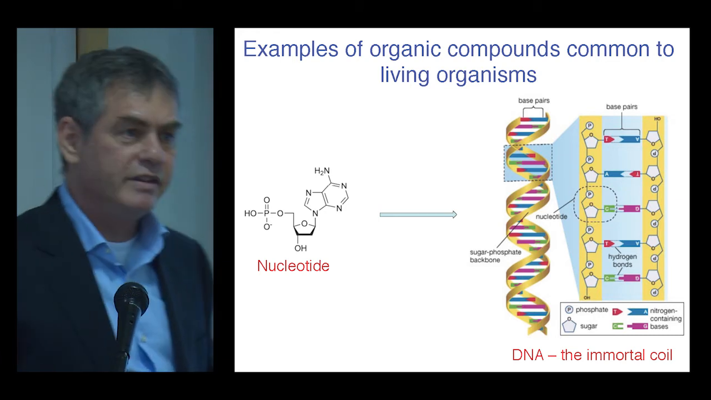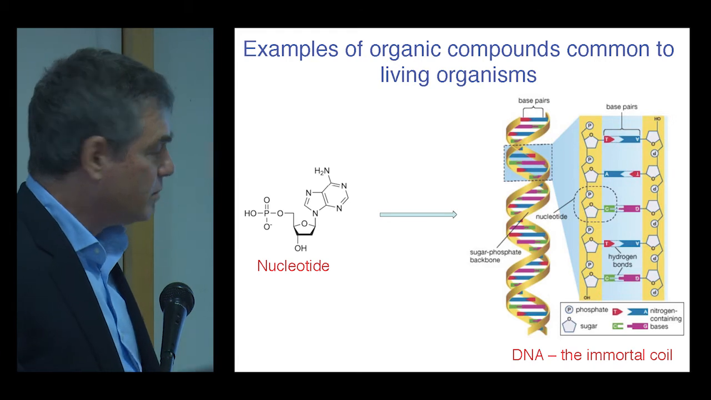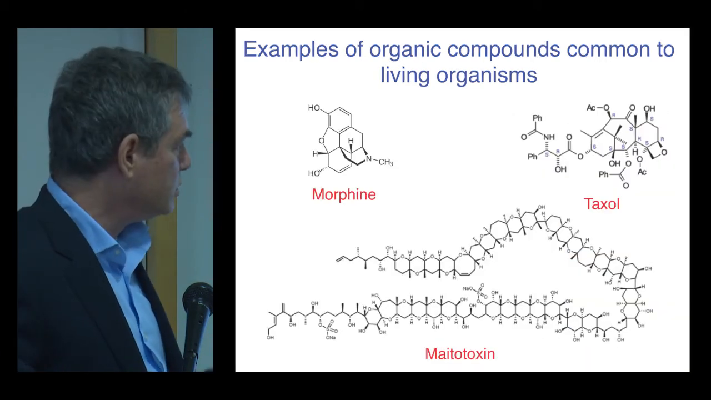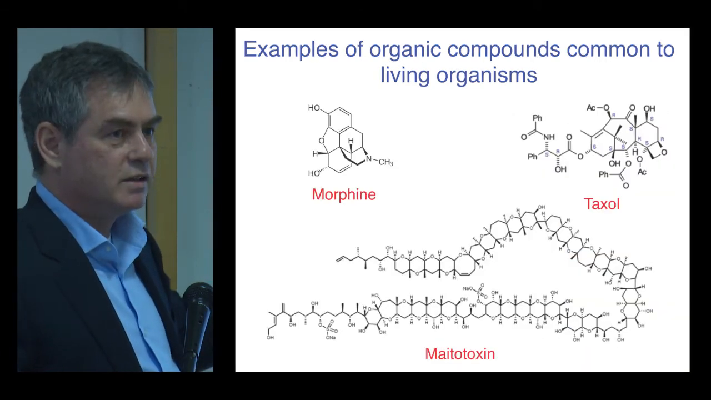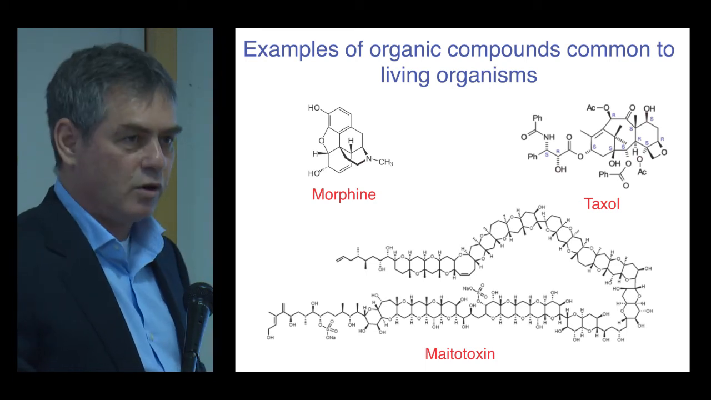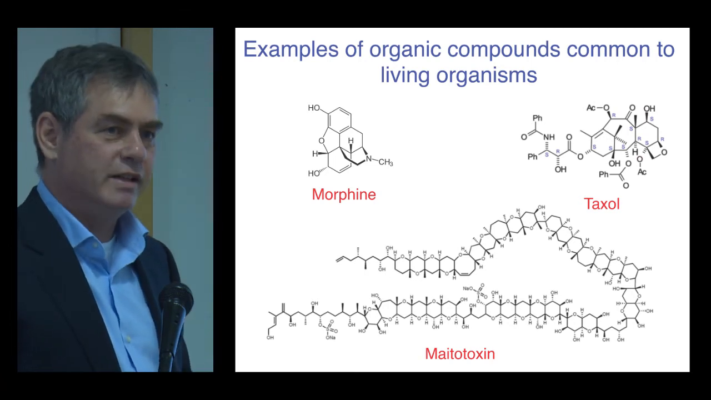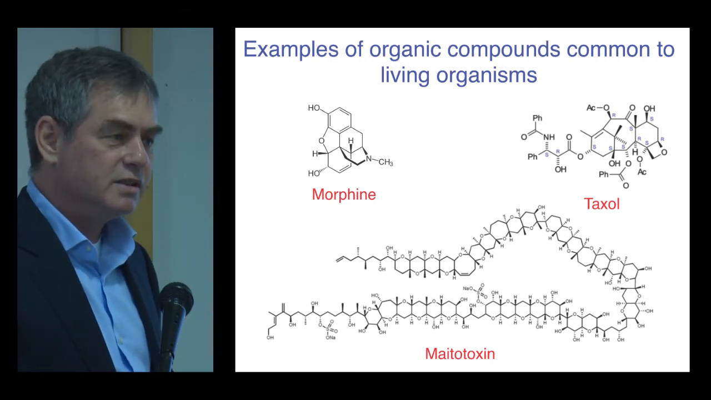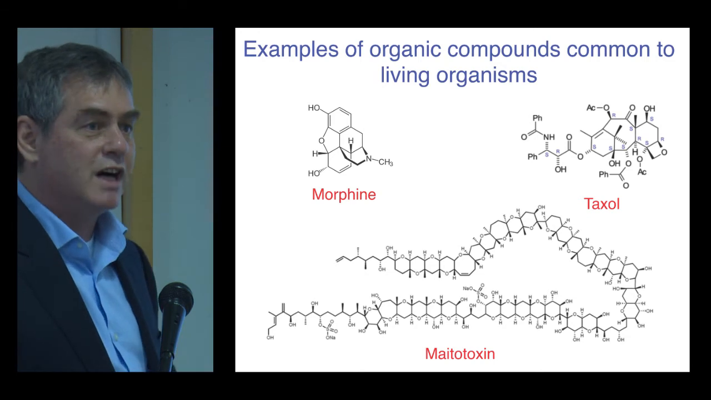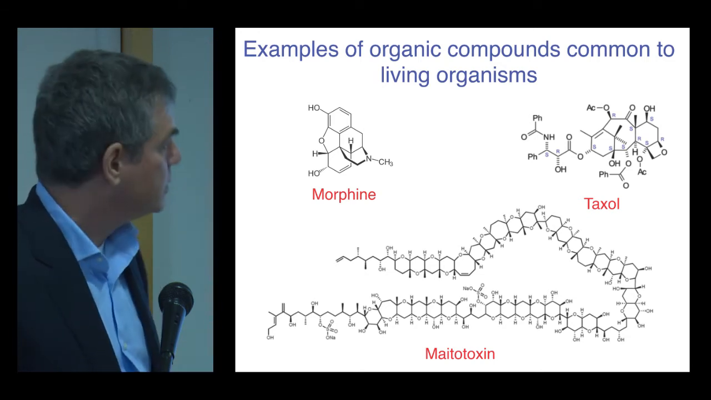So these are all very exciting parts of the organic world. But there are also other types of organic molecules. So morphine is a very complicated organic molecule, and Taxol is an extremely complicated organic molecule, and maitotoxin is an unbelievably complicated organic molecule. All of these have these carbon-carbon bonds, carbon-hydrogen bonds. They are very, very complicated molecules.